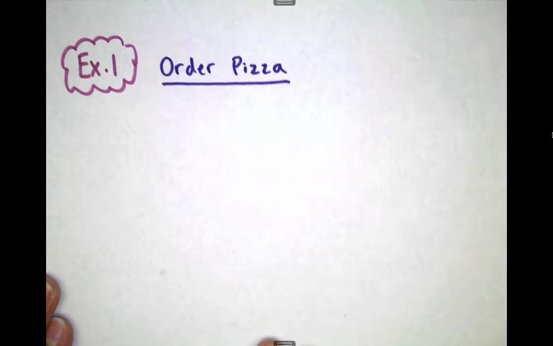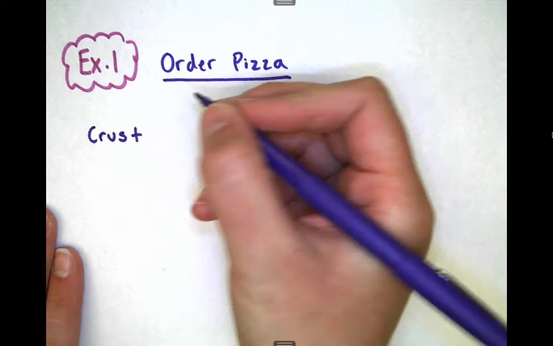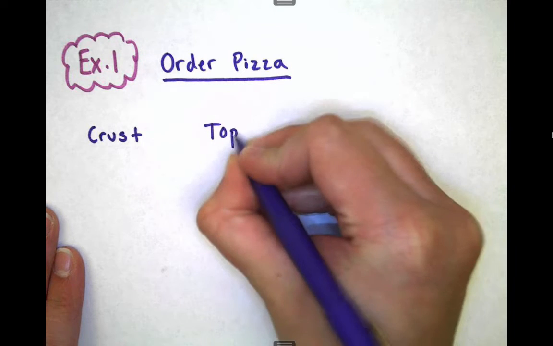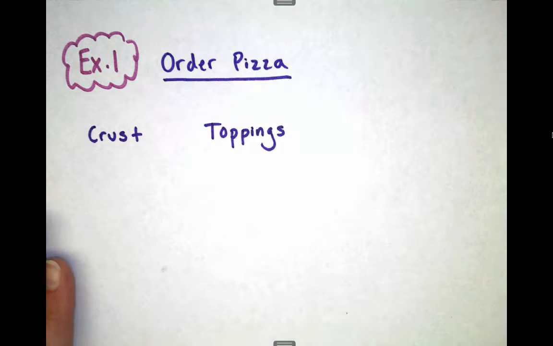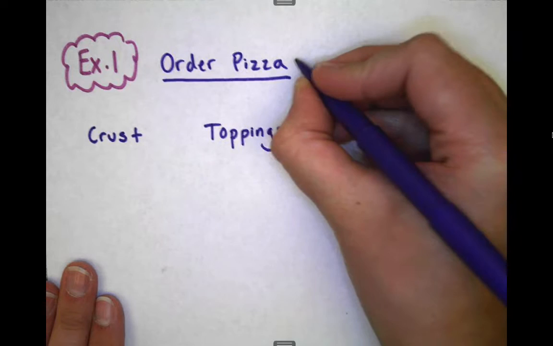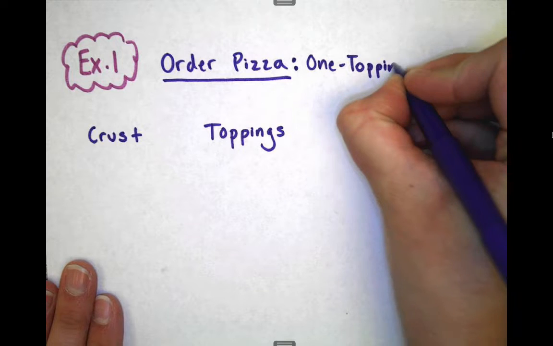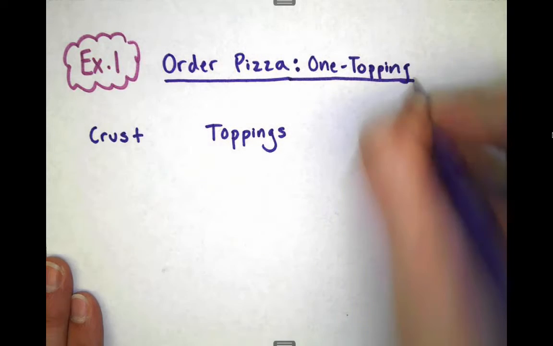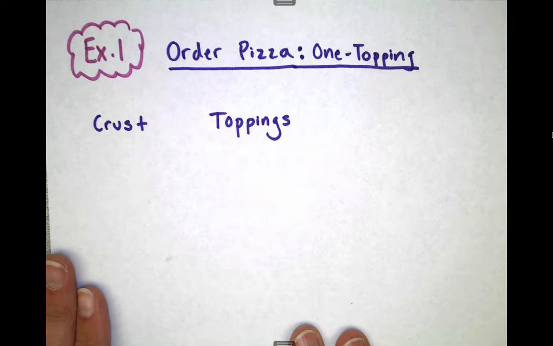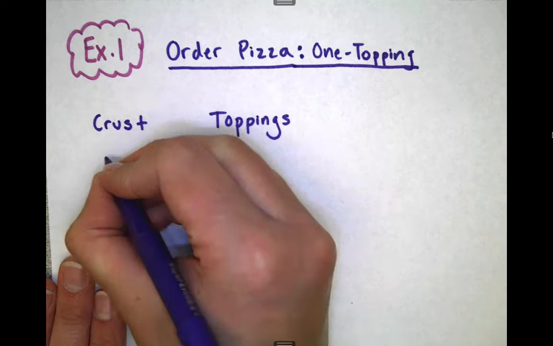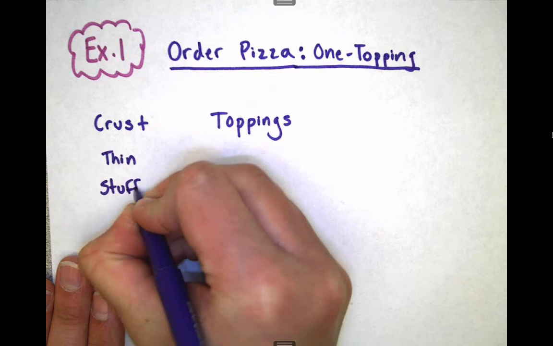So let's get into what are our choices. First off, you get to choose your crust. And then second, you get to pick your toppings. Now, we could make this very complicated, but at this moment in time, we're going to order a 1-topping pizza. You've got a coupon, it's $5 for a 1-topping pizza, you're excited to buy it. What are your choices? So at this particular store, there's really only 2 types of crust. You can either get thin or you can get stuffed. What type do you like, thin or stuffed?